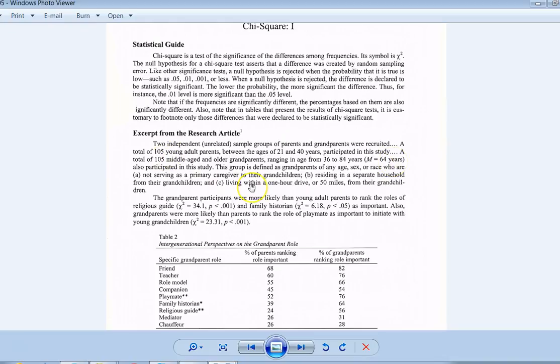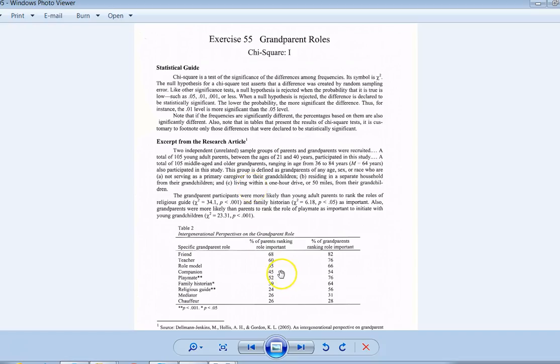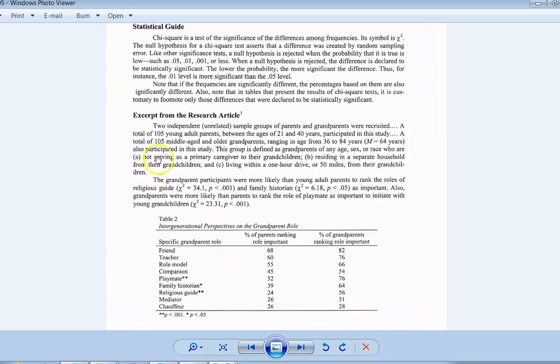This information is coming from this table, but even though you don't see where it says a total of 105 young adult parents, because these are percentages, knowing this information up here, you could figure out the number from the percentages. The information that's talked about in the article is not always in the table, but what is normally talked about is what they had found to be significant.